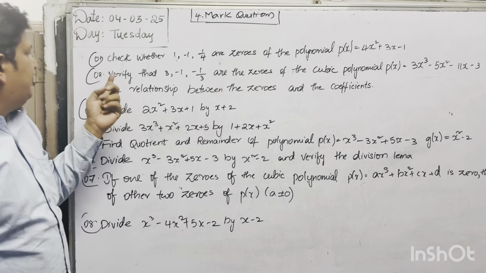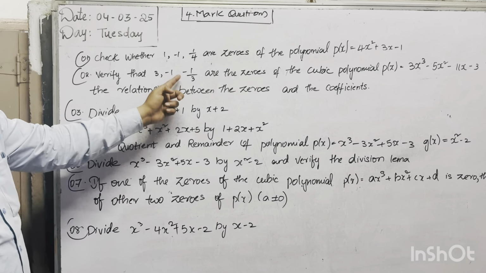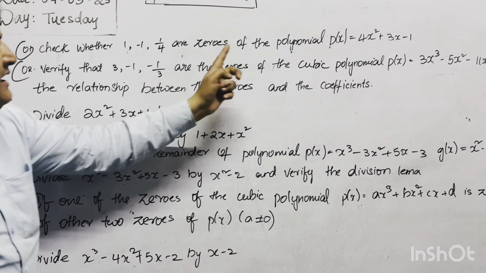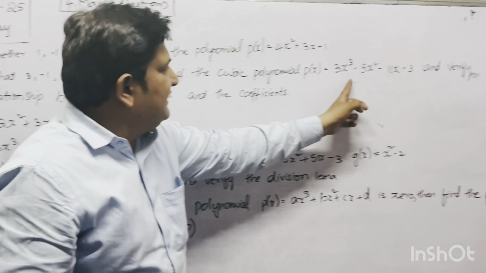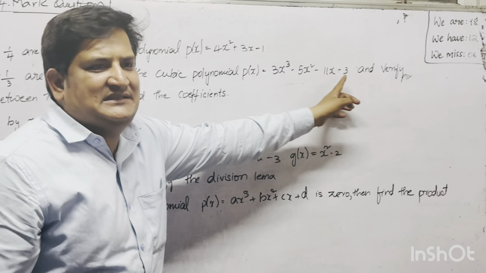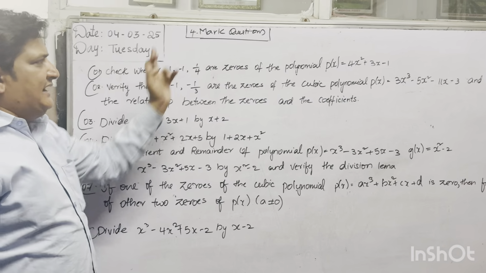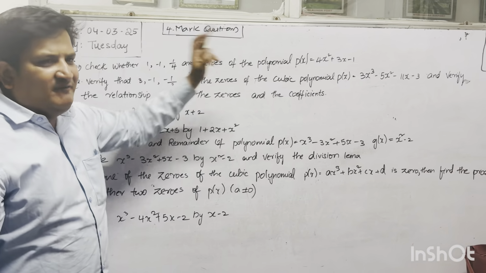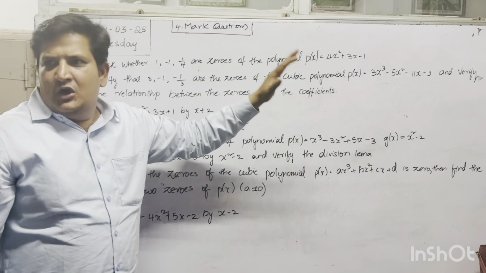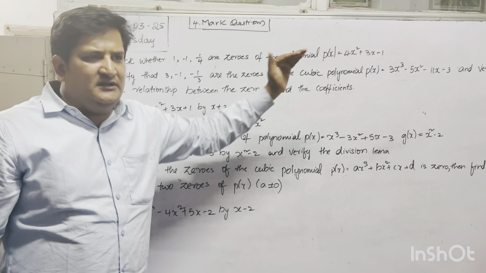Okay? Next coming here, verify whether 3, minus 1, minus 1 by 3 are the zeros of the polynomial 3x cube minus 5x square plus 11x minus 3. And in this question, substitute again: P of 3, P of minus 1, P of minus 1 by 3. You will get the answer as 0. They are the zeros of the polynomial.